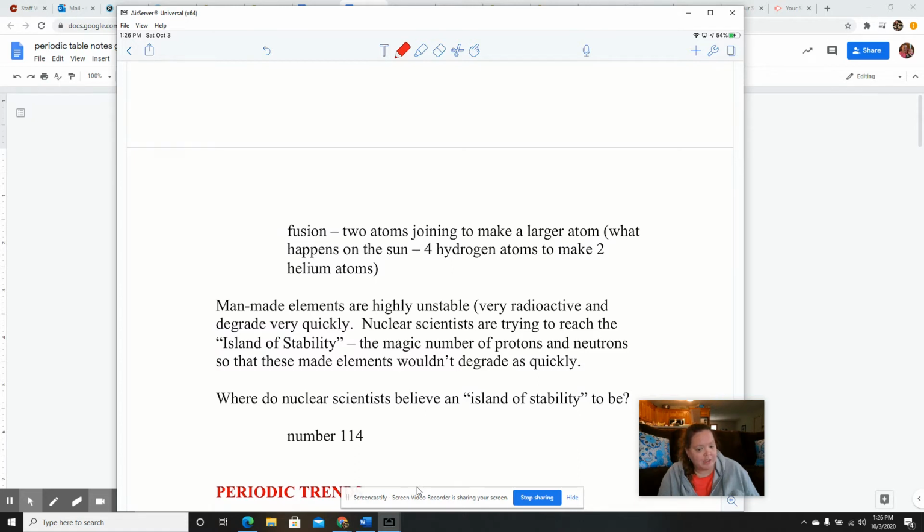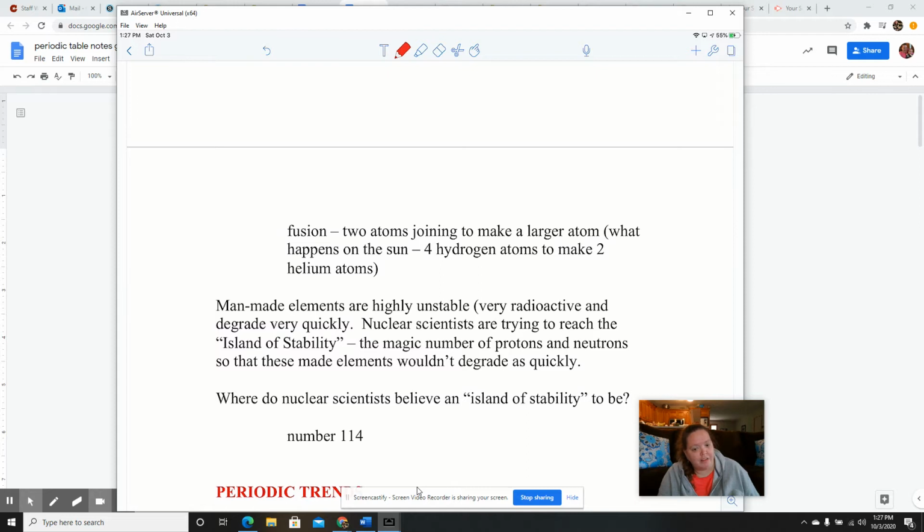The island of stability is believed to be at 114. We have reached the island of stability. It is believed, it was confirmed, and it did last a little longer. And then they are now reaching out to a new island of stability, although I do not know what that new island of stability is off the top of my head. But they are reaching out to a new one.